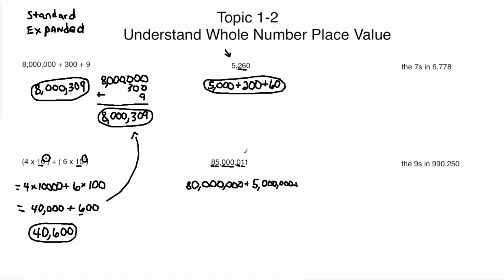So the next place value is the tens place, which is 1. And the value of 1 in the tens place is 10. And then we have a digit of 1 in the ones place. So the value is 1. So in expanded form, you should have 80 million plus 5 million plus 10 plus 1. Circle your answer. Did you get that?